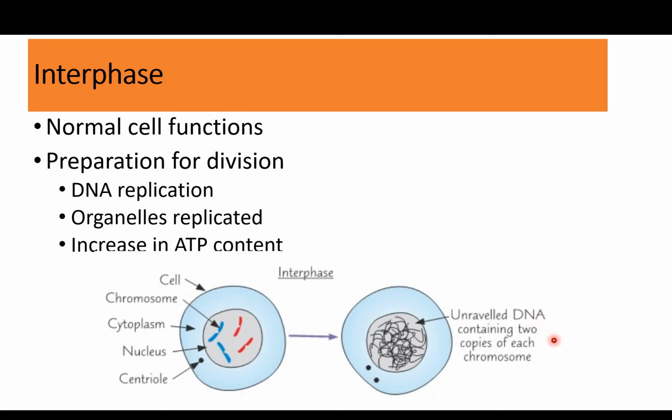All the organelles inside the cell are going to replicate, so it has spare ones, which will be useful when we're then dividing the cell into making 2 new identical daughter cells. And its ATP content is going to increase. And that's really, really important because ATP provides the energy that is needed for cell division.